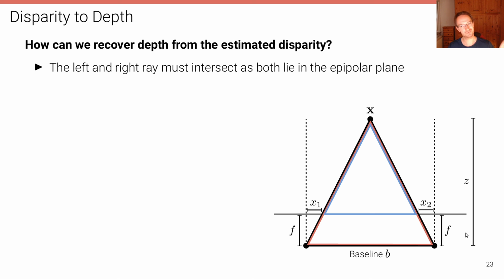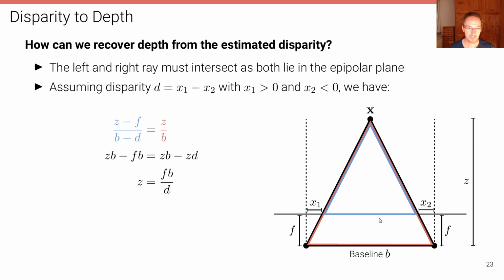And now, because we have this very simplified setup, also the depth estimation becomes a very simple formula. Now, assuming the disparity d being x1 minus x2, so we have x1 here and x2 is actually negative. So the disparity is, let's assume this would be 10 pixels and this would be minus 10 pixels, then the disparity, the displacement would be 20 pixels. Then the following relationship holds.